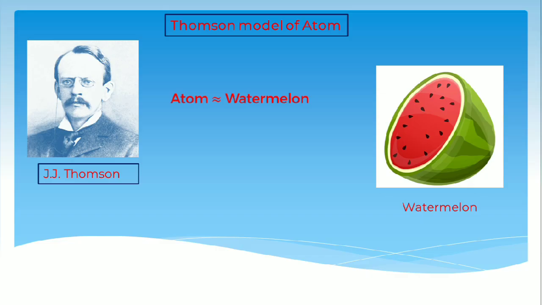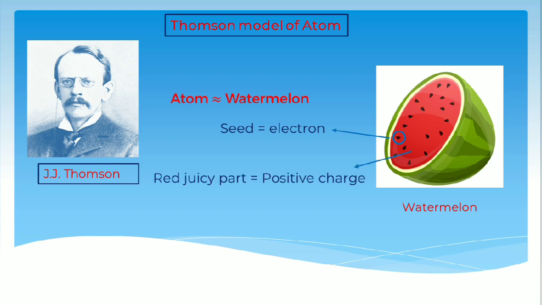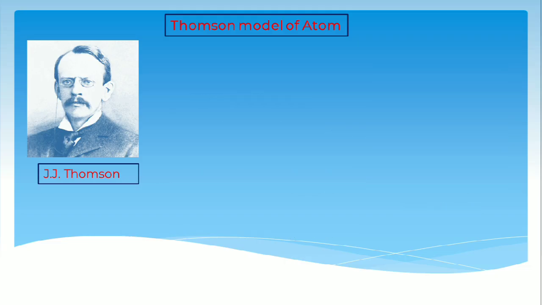After discovering electrons through cathode ray experiments, Thomson realized that atoms contain negatively charged particles. However, atoms are electrically neutral. We have studied that. Therefore, there must be some positive charge present inside the atom. So what happened next? Thomson made some assumptions.